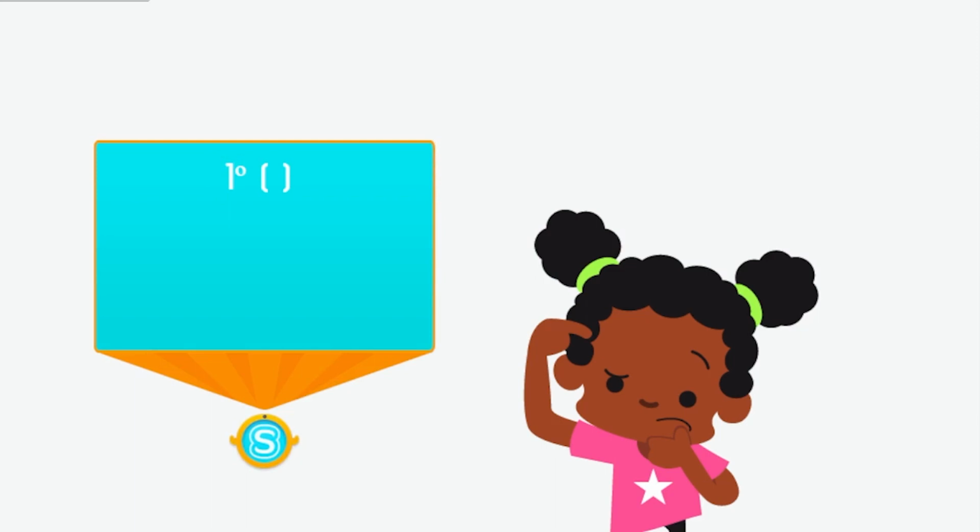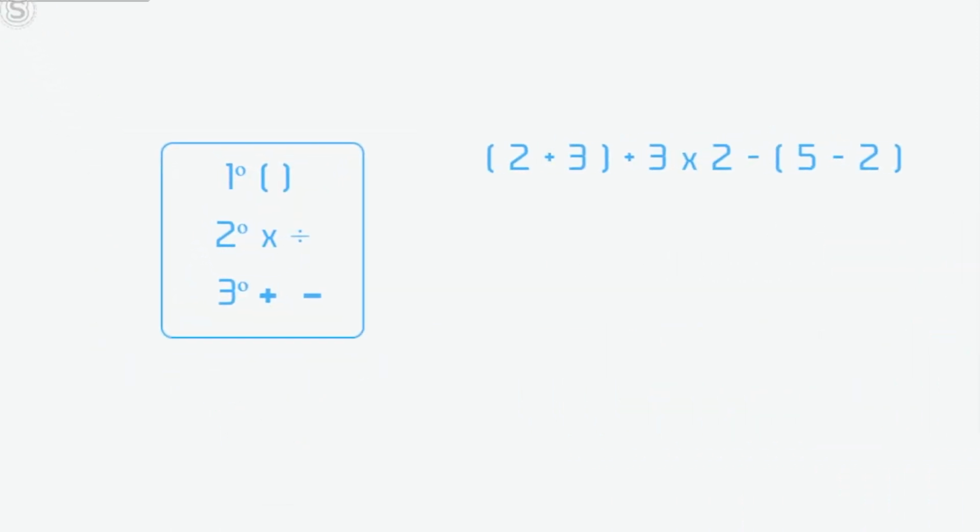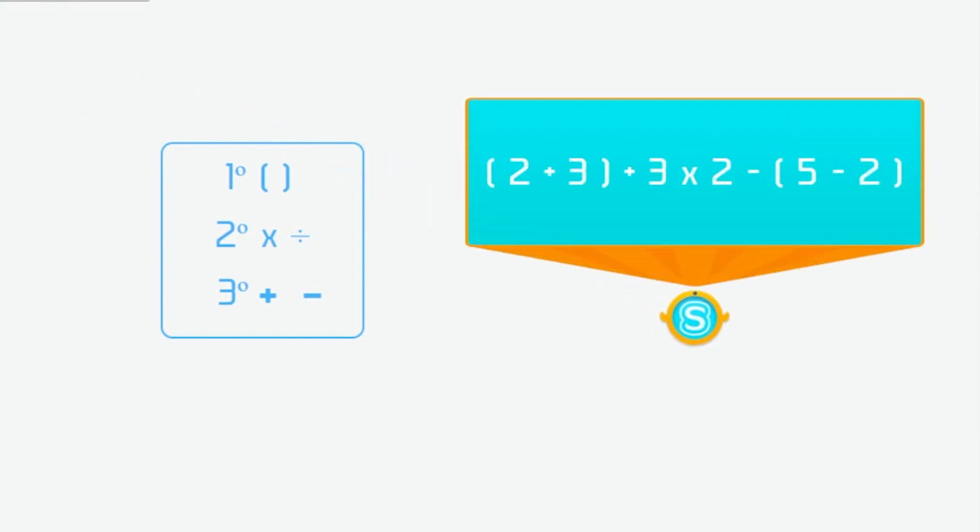First, we need to perform the operations in parentheses. Second, we need to perform the multiplication and divisions. And finally, we need to do the addition and subtraction. We always need to keep these rules in mind to solve a combined operation. Let's look at an example.